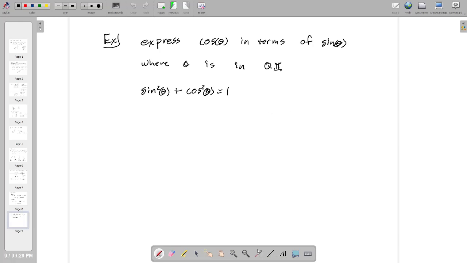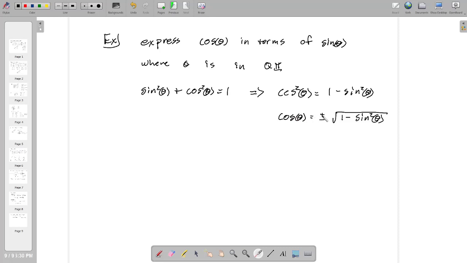If we're to solve for cosine, as it says in the problem, express cosine in terms of sine, we get that cosine squared theta is equal to 1 minus sine squared theta. Now, I want to solve for cosine, not cosine squared. So I'm going to take the square root of both sides, and we get cosine of theta equal to plus or minus the square root of 1 minus sine squared theta. Now, this is not reducible, so do not reduce this. It's a common mistake. Please don't be that student.